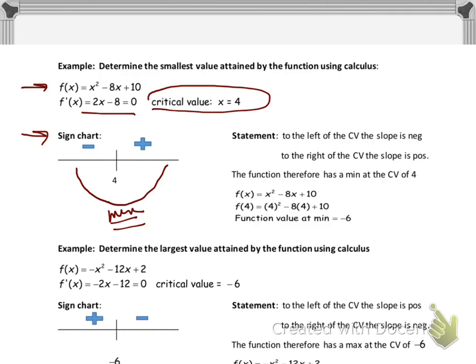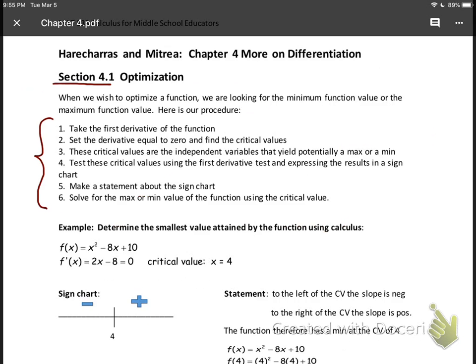Okay, so here's your statement. To the left of the critical value, the slope is negative, and therefore it looks like this. To the right of the critical value, the slope is positive. The function, therefore, has a minimum at the critical value of 4. Okay, so now, what is the function value? You're going to plug in the 4, and here is your function value. At the minimum, the function value will be negative 6. So that's our first example. Okay, let's go through the next example on the next page.